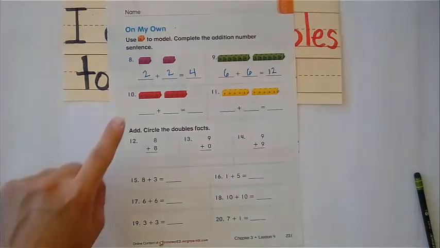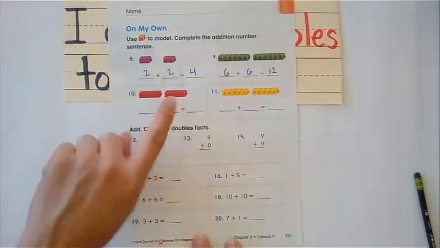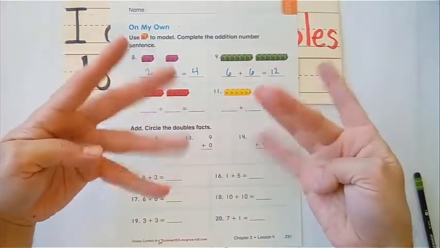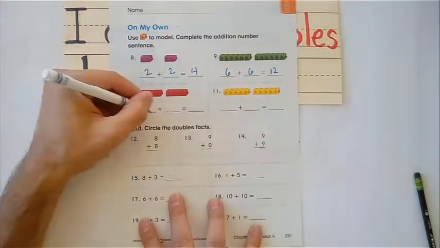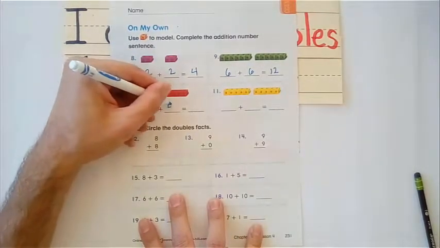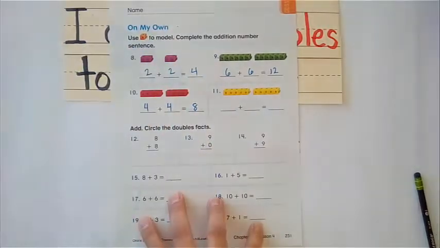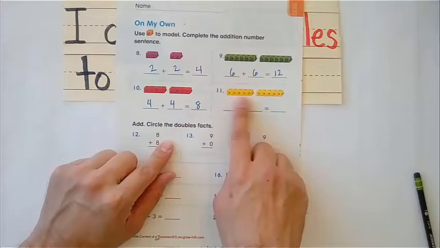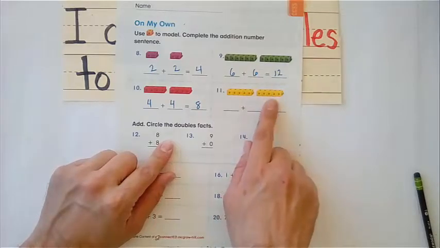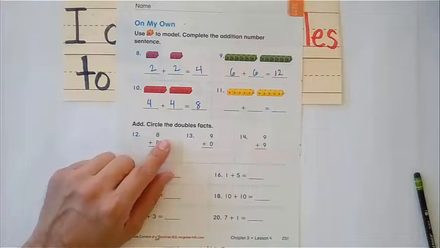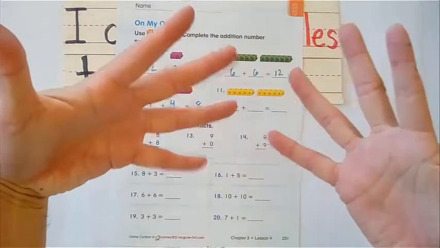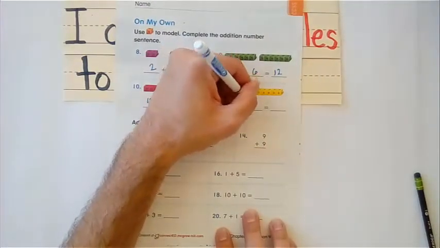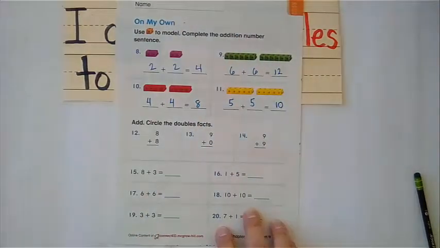Now on this one, it has 1, 2, 3, 4, and 4 more. So I could say 4 plus 4 is 8. Very good. Okay, so now how many blocks do we have here? We have 5 blocks and 5 more blocks. Okay, so our 2 add-ins are going to be 5. So 5 plus 5 is 10.